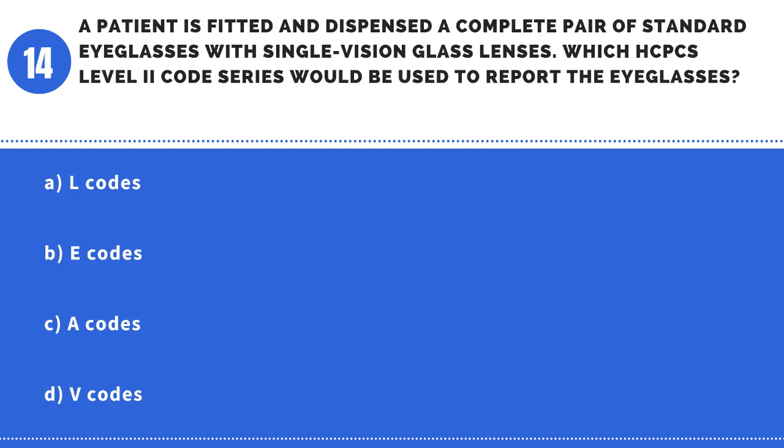Question 14. A patient is fitted and dispensed a complete pair of standard eyeglasses with single-vision glass lenses. Which HCPCS Level II code series would be used to report the eyeglasses? A. L codes. B. E codes. C. A codes. D. V codes.